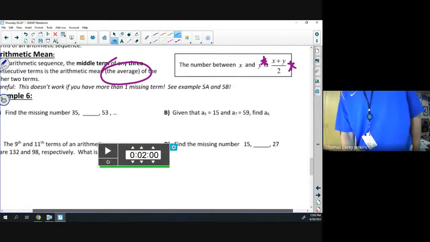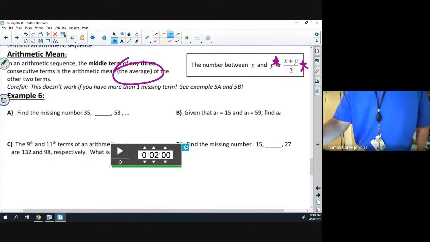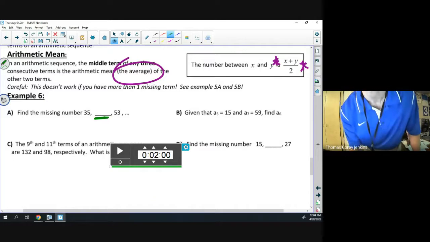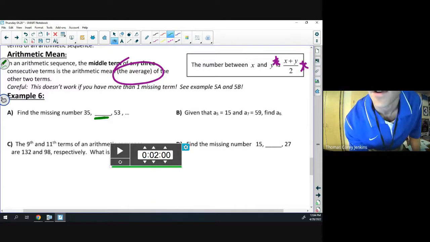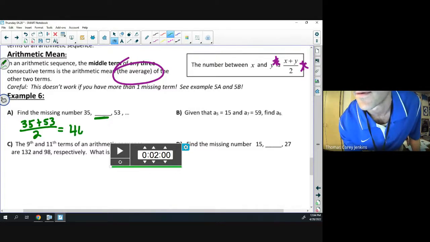So example 6A is the problem we just talked about, which was 44. A really direct way to get that is, again, I can do this because I'm finding one missing term. So what's directly in between them? I can find their average, right? So 35 plus 53 over 2 is whatever it is. So that would give you 88 over 2, which is 44.